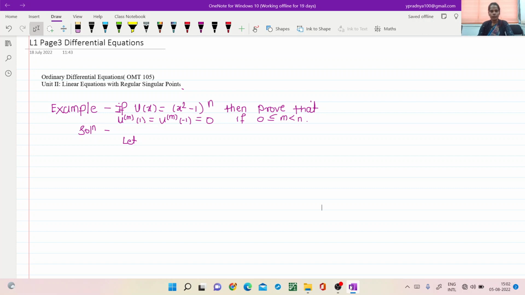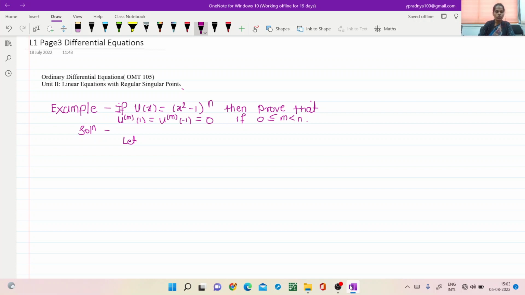In this video, we are going to discuss one example of a linear equation with regular singular point. The example is, if u of x is equal to (x square minus 1) raised to n, then prove that the mth derivative of u at 1 equals the mth derivative of u at minus 1 equals 0, if 0 less than or equal to m strictly less than n.